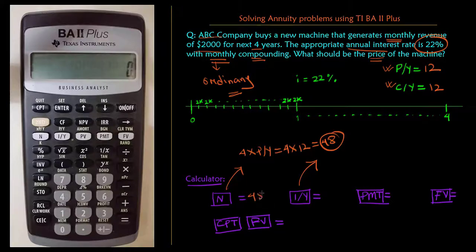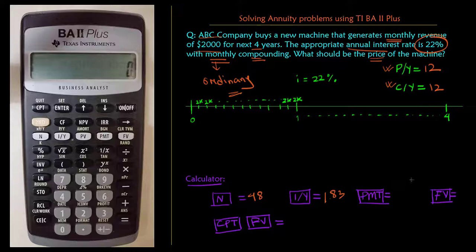in N. And for I/Y, we need to find out the monthly interest rate. So this will be 22%, so 22 divided by C/Y. That is 22 divided by 12. And that is 1.83. So put 1.83 here. Let's clear this.